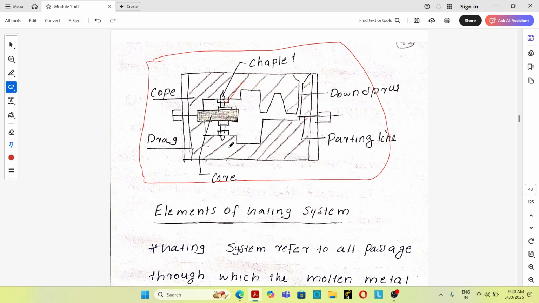So I am concluding this video. In this video, we have discussed the importance of mold core in a sand casting mold, the characteristics of mold core, the different types of mold core, and core print and chaplets.